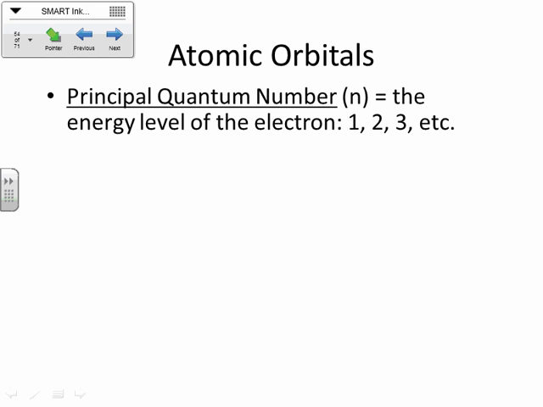Lithium, beryllium, all the way to neon, their outer electrons are in the second energy level because they're in row 2, okay? Sodium all the way to argon, their outer electrons are in the third energy level. 4th, 5th, 6th, 7th, okay?